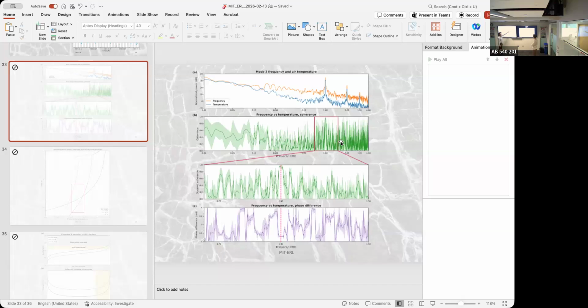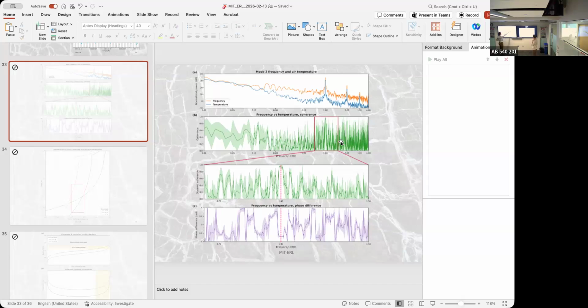Is the time interval on the horizontal axis here? Sorry? For the temperature, is there time on the horizontal axis? What are you plotting? It's frequency. Oh, frequency. So one is here. That's diurnal. This is semi-diurnal, and this is three times a day. And this is the coherence between the two variables. And you see that it's only coherent at diurnal and semi-diurnal, etc. cycles.